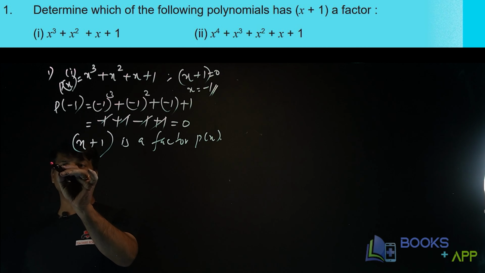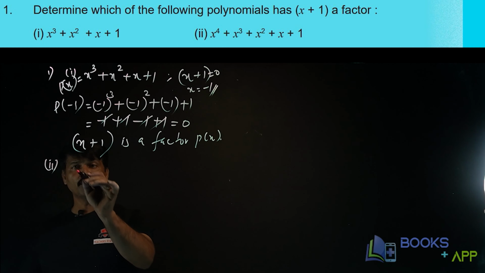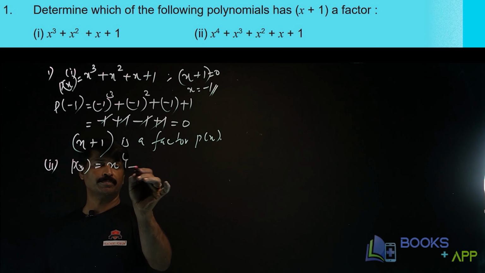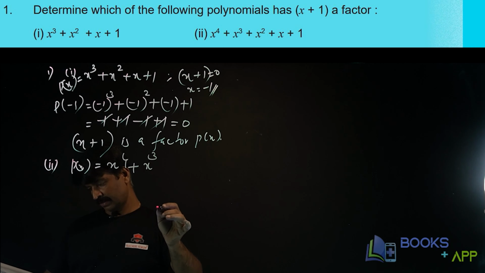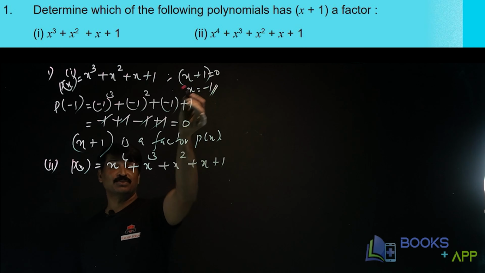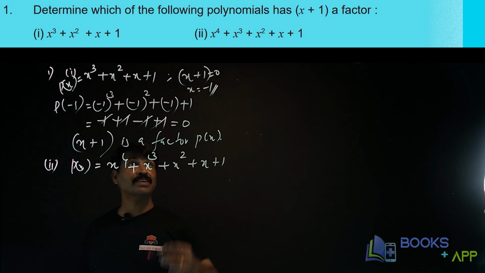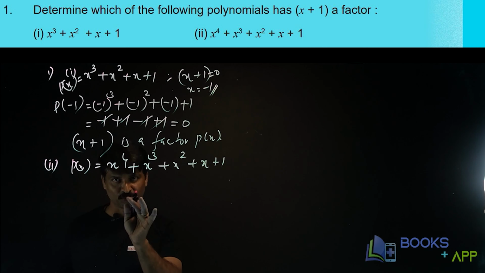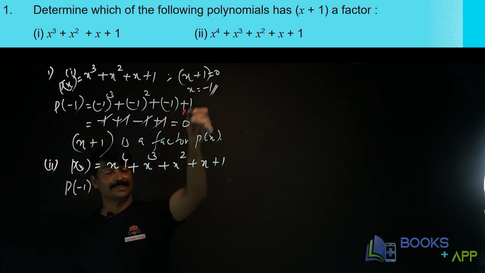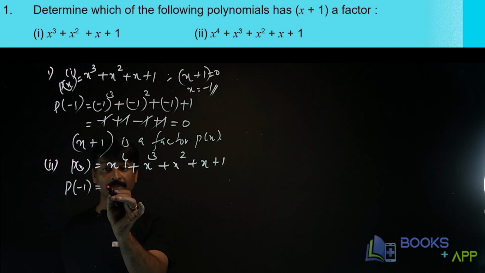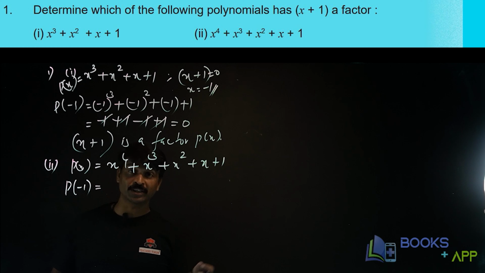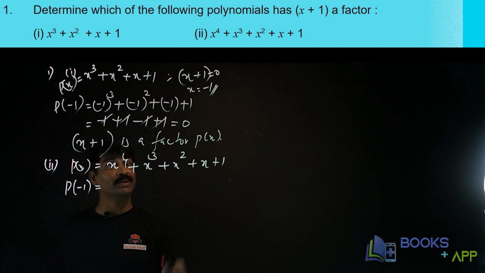Now let us solve the second one. The given polynomial is p of x is equal to x raised to 4 plus x raised to 3 plus x square plus x plus 1. You have to check whether x plus 1 is a factor. To check this, what do you have to find out? You have to find the remainder. So the remainder will be p of minus 1 because x plus 1 is equal to 0, x is equal to minus 1. If you substitute minus 1 for x, you will be getting the remainder. If the remainder is 0, it will be a factor of this. Otherwise, it is not a factor.